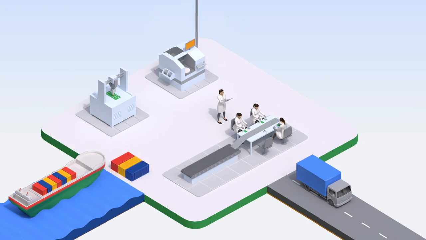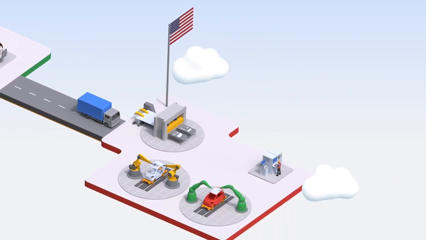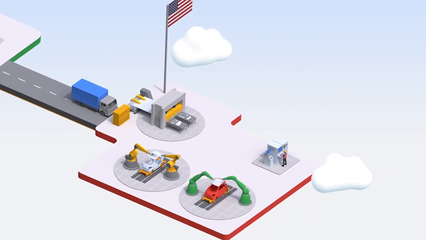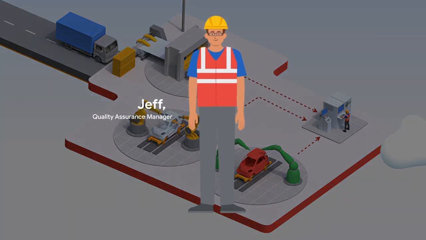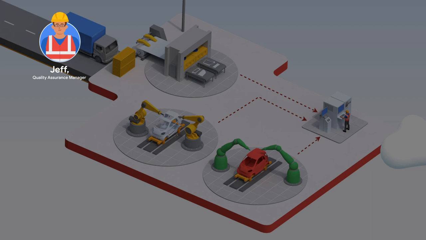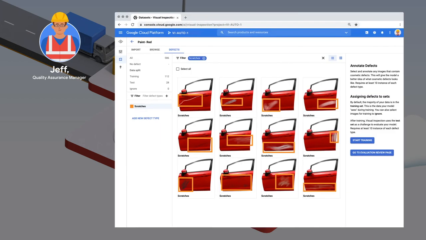Finally, the inspected circuit boards are supplied to an automotive assembly plant in the US. Let's zoom into the manufacturing floor and see their paint operations. Jeff is the quality assurance manager at the plant and has successfully implemented a model to detect paint scratches in car doors. He now wants to detect a new type of defect, orange peel texture variation.